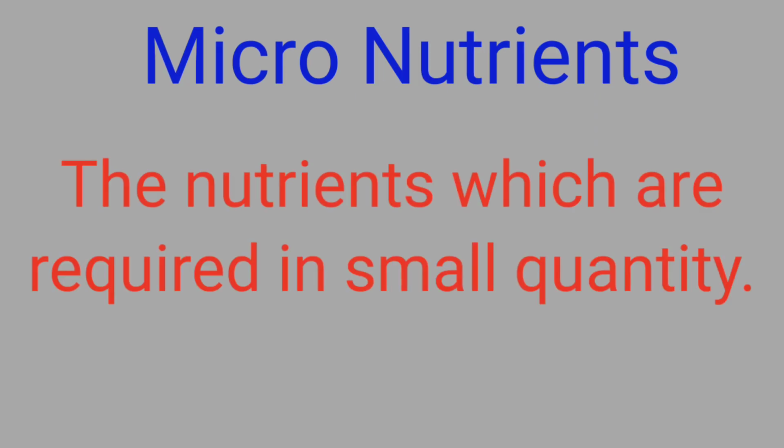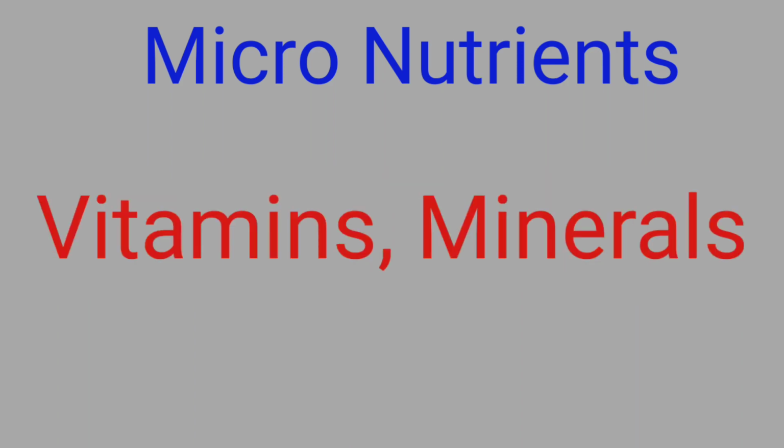Then micronutrients, the nutrients which are required in small quantity, are called the micronutrients. The examples of these micronutrients are vitamins and minerals. So these nutrients are required by the body in small quantities. So these are the micronutrients.